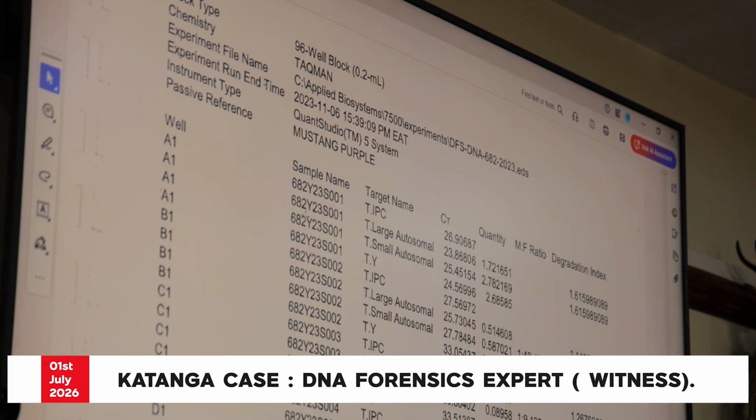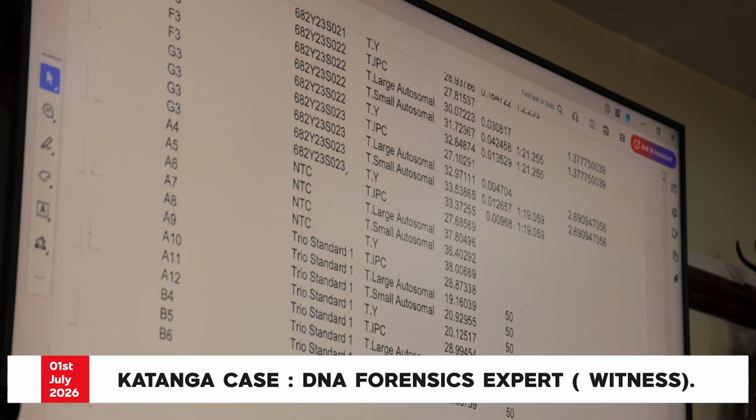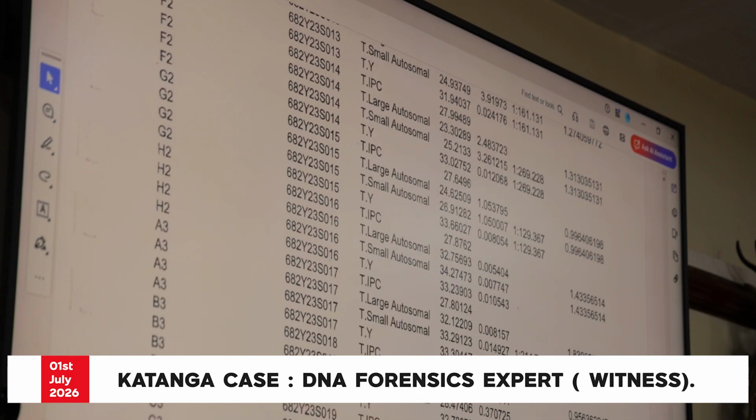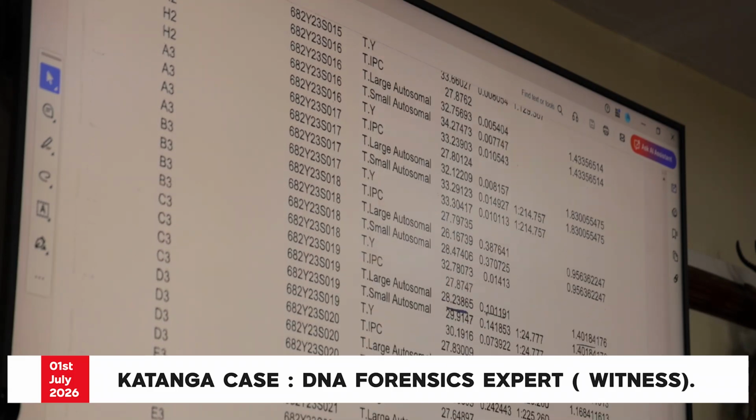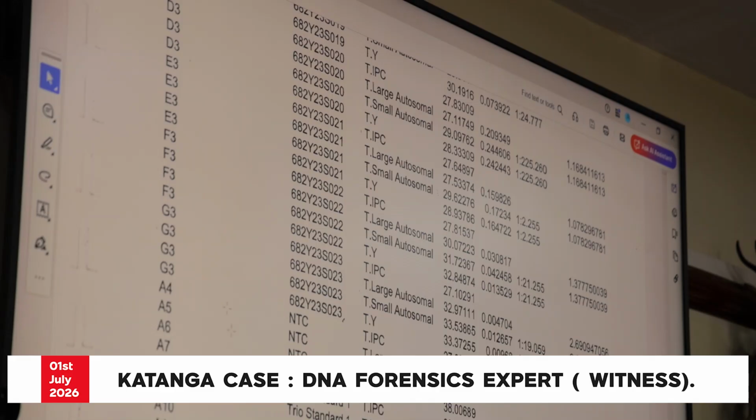And as you can see, at the start is sample 001, and it continues to sample 23, then followed by the negative control. So I just need my lord to see it. This is the paperwork which is created during the quantification stage. This is an automatic printout by the computer.